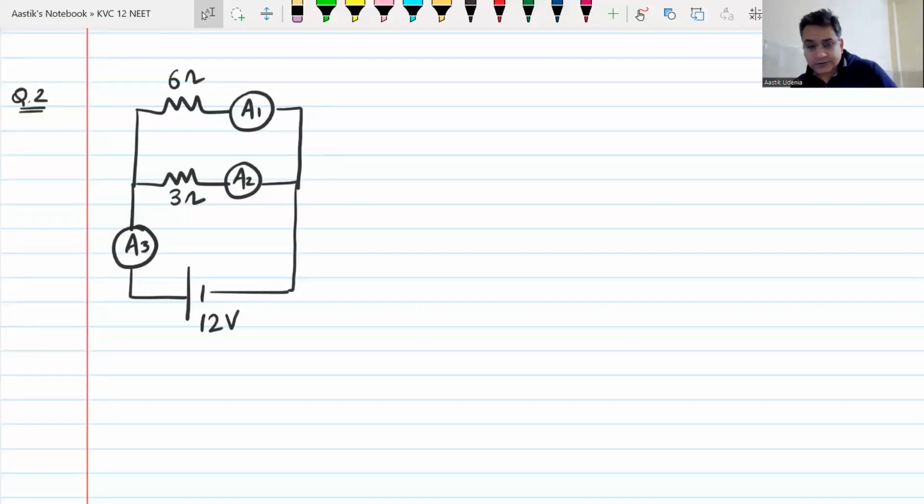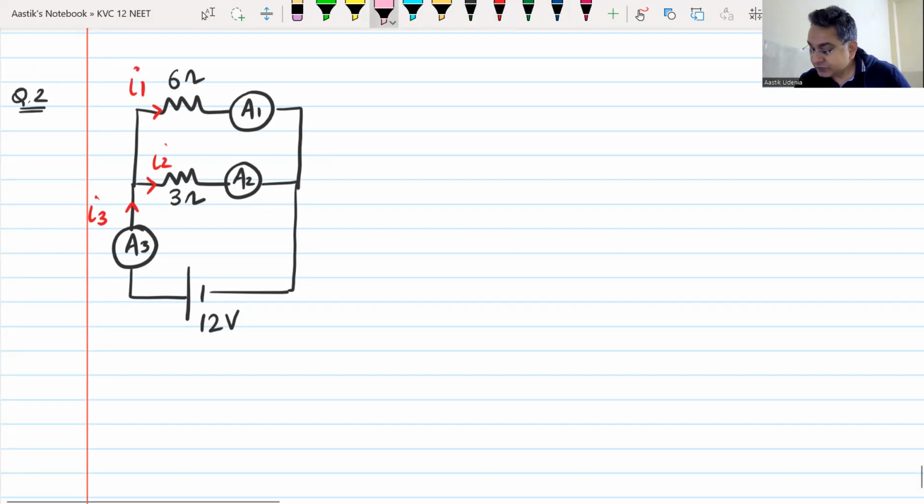So let us find out. If I call this current as I1, if I call this current as I2, and if I call this current as I3, it's very easy to find out the value of I1. What will be the value of I1? The value of I1 will be the reading in this pink emitter.